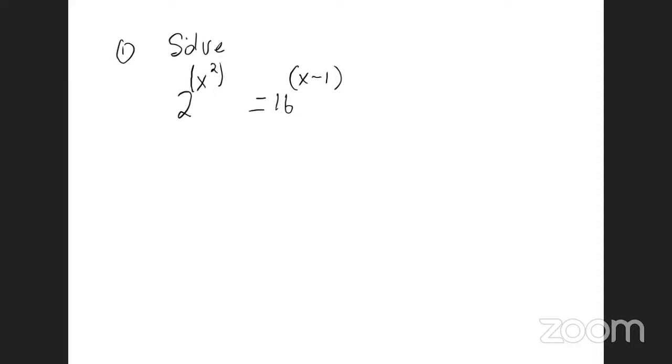What should I end up with? A quadratic. Very good. End up with a little quadratic.